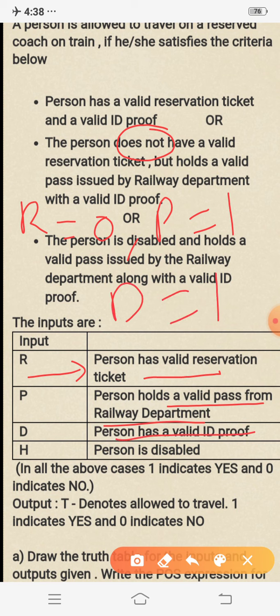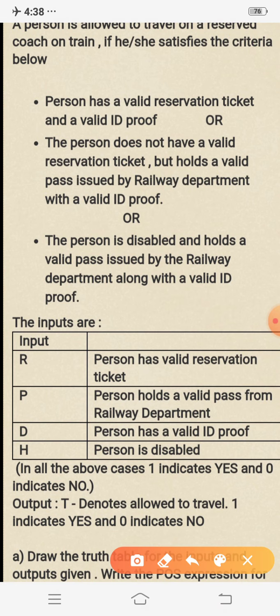So second condition says what? R is equal to 0, P is equal to 1, D is equal to 1. Now moving on to the third. The person is disabled. So person is disabled is H. So H is equal to 1, and holds a valid pass issued by railway department. So railway department is P. So P is equal to 1.